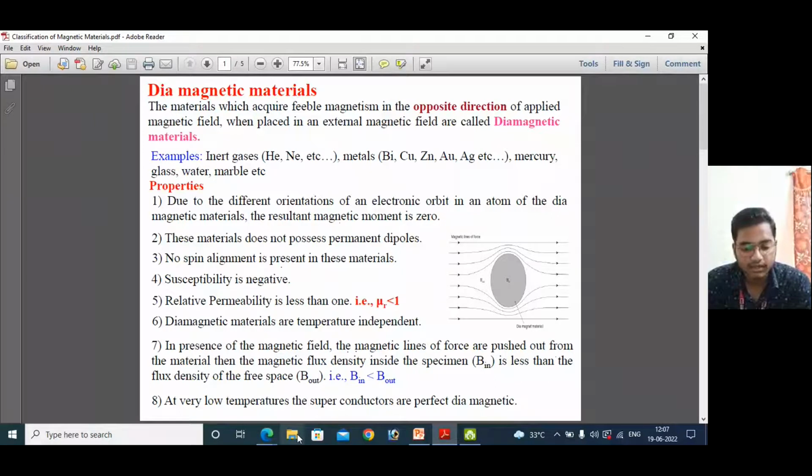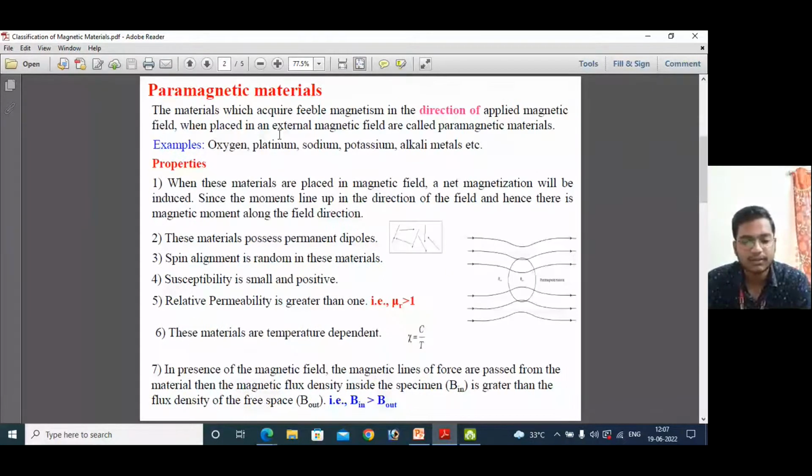At very low temperatures, the superconductors are perfect diamagnets. Superconductors are the perfect examples of diamagnets. Now let us see the paramagnetic materials. The materials which acquire feeble magnetism in the direction of the applied magnetic field when placed in an external magnetic field are called paramagnetic materials.